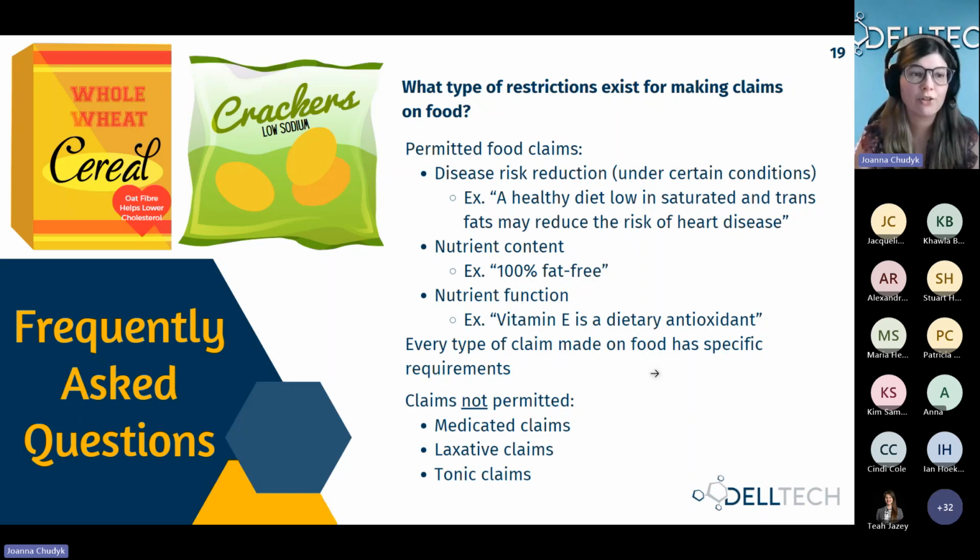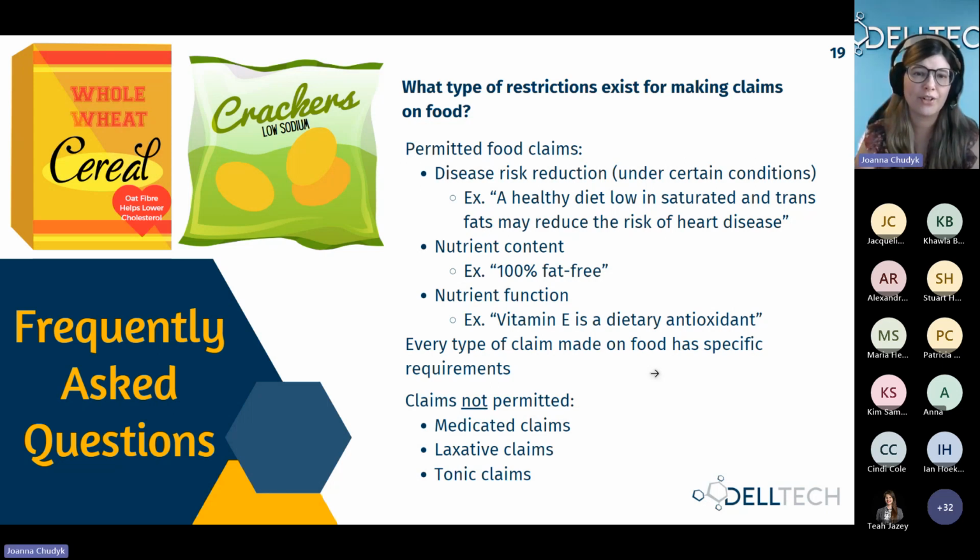So the types of claims that you're allowed to put on a food product label include disease risk reduction claims, which are illustrated in the example I have here on the slide. So the whole wheat cereal, we have the heart with the oat fiber helps lower cholesterol claim. So that would be considered a disease risk reduction claim. And these are only acceptable under certain conditions of use. So you need to make sure to reference the CFIA guidance and the regulations to determine whether you have enough of that ingredient in order to support the claim.